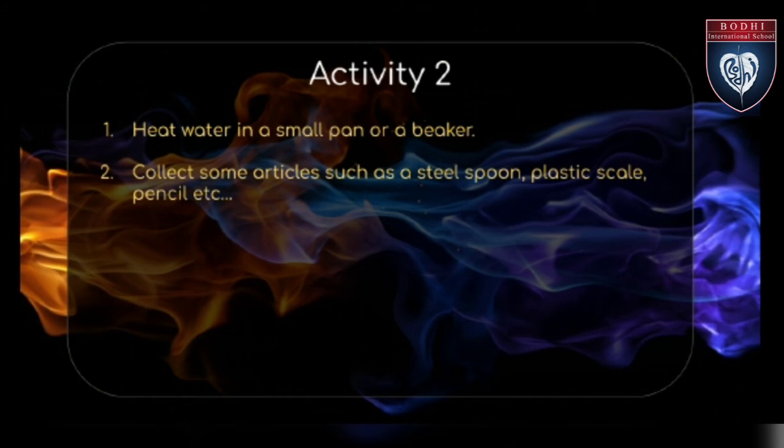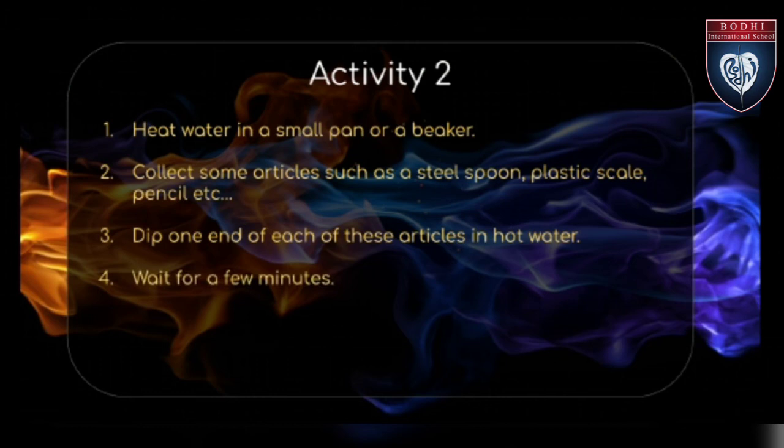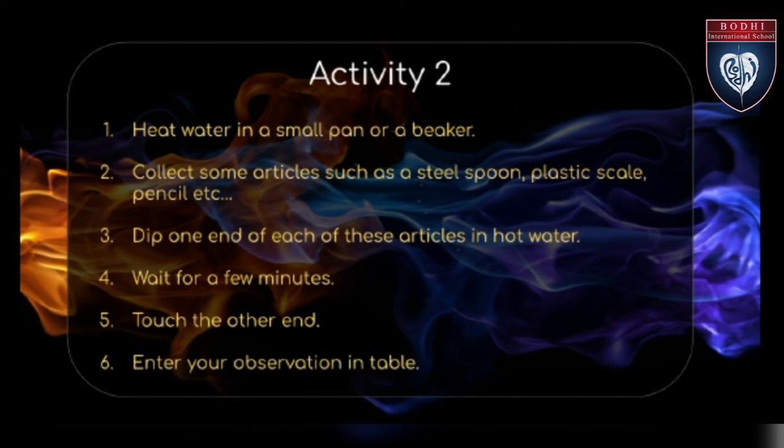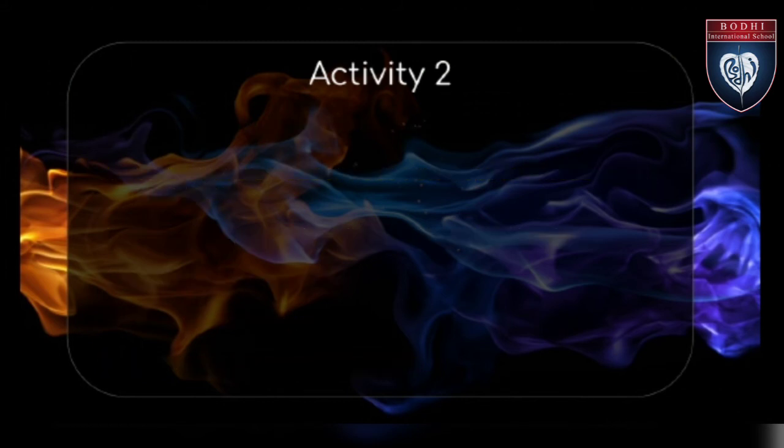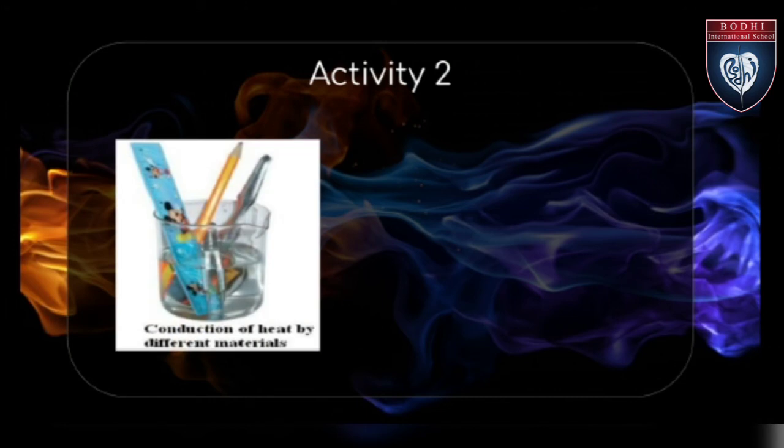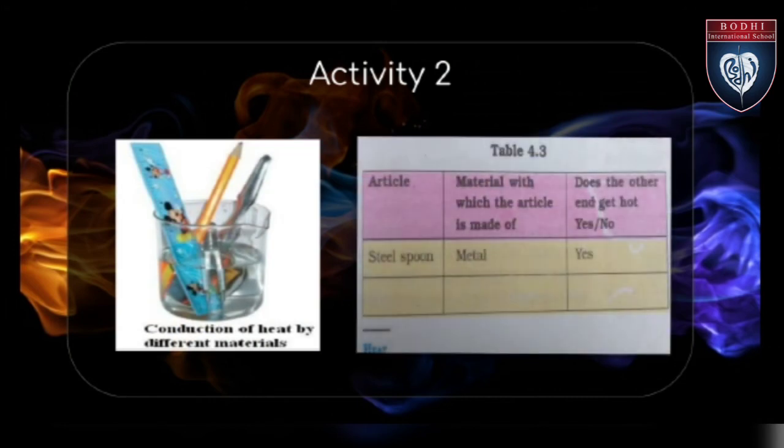Activity 2. Heat water in a small pan or a beaker. Pour the hot water into another bowl or beaker. Collect some articles such as a steel spoon, plastic scale, wooden pencil, different kinds of materials. Dip one end of each of these articles in hot water. Wait for a few minutes. Touch the other end. Enter your observation in the following table.